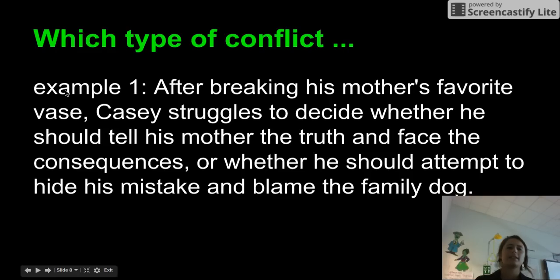So which type of conflict is this? After breaking his mother's favorite vase, Casey struggles to decide whether he should tell his mother the truth and face the consequences, or whether he should attempt to hide his mistakes and blame the family dog.